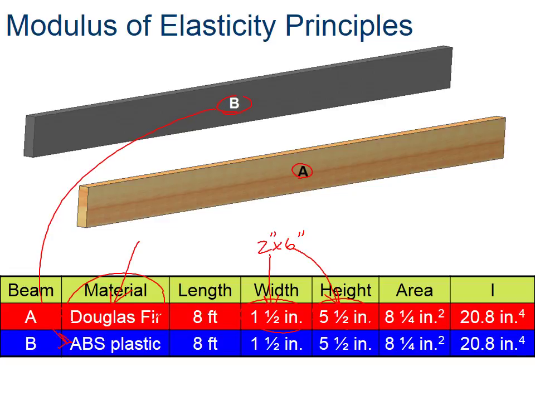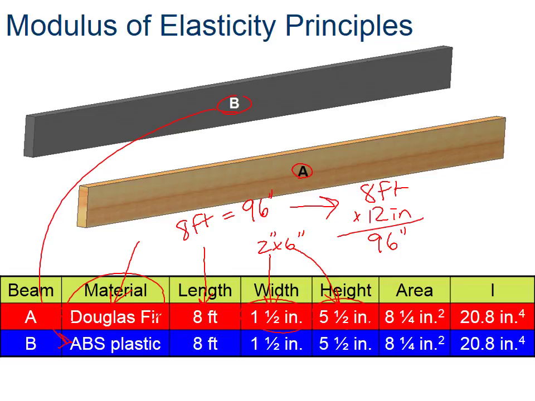That's the only thing. On this chart here, you are given the length, and remember, 8 feet is the same thing as 96 inches. We get that from simply multiplying 8 feet times 12 inches, which gives us 96 inches. The width is given, 1.5 inches for both materials. The height is 5.5 for both materials. The area, which is width times height, for both materials is 8.25 inches squared for the Douglas fir and for the ABS plastic.